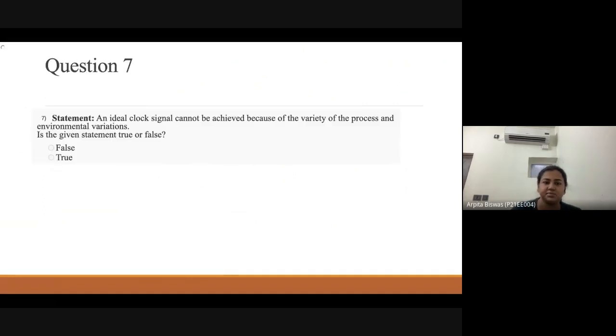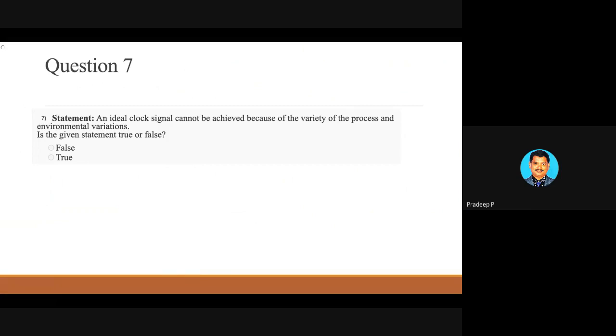Okay. So this is question number 7. Statement: an ideal clock signal cannot be achieved because of the variety of process and environmental variation. Is the given statement true or false? True, madam. Because in a practical clock there will be some rise time and fall time. So definitely the answer is true.